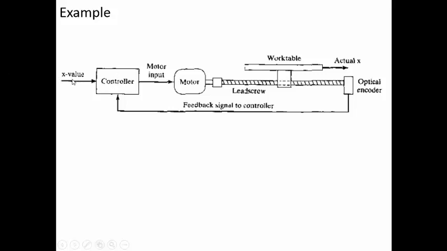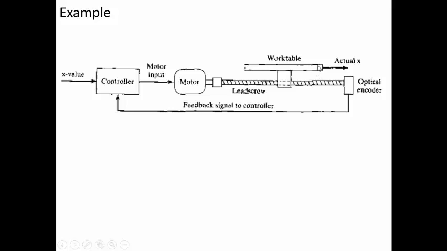The controller is going to give the input to the electrical motor, which is connected to the lead screw. As the lead screw is rotating, the work table will move in either direction, positive or negative. An optical encoder is a device which will read how much the lead screw is rotating, and that information is given to the controller. So depending on how much rotation has happened, the controller will know the distance traveled by the work table.